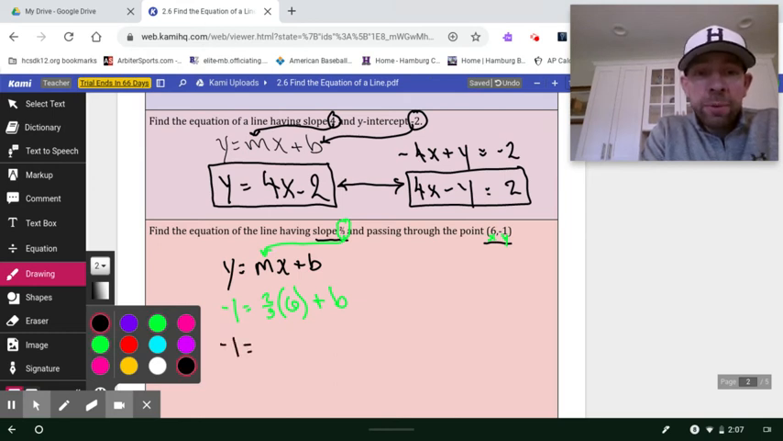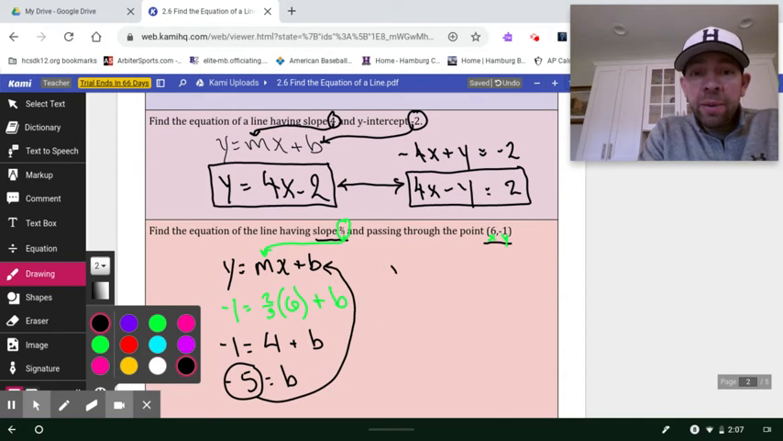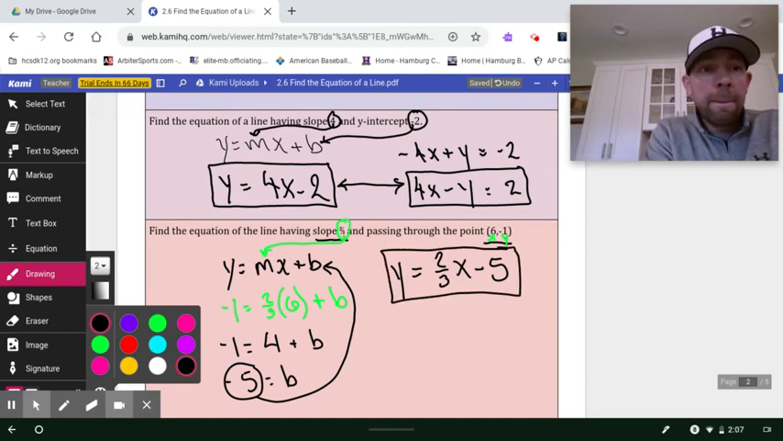So -1 equals, when I multiply the 2/3 and the 6, I get 4. We'll subtract the 4 over to get -5 for b. And all we're going to do is take that -5, sub it back in for b, and we could say y = 2/3 x - 5. And again, as far as we're concerned, that's a great answer right there.